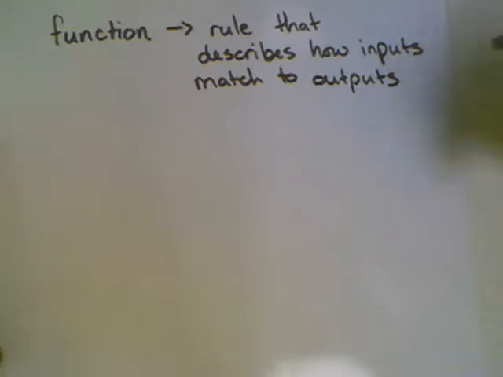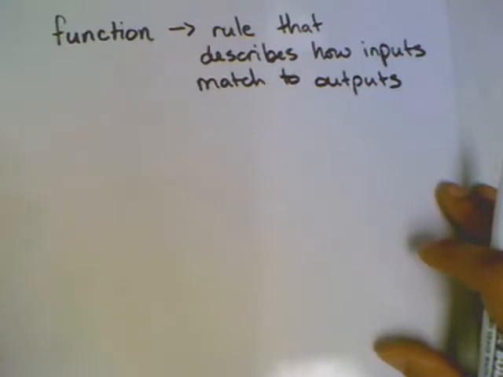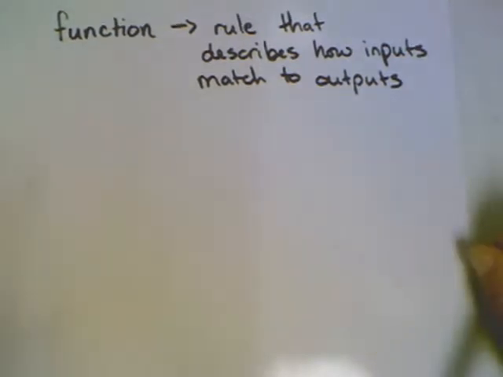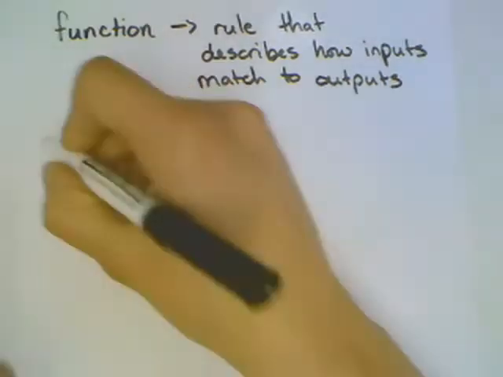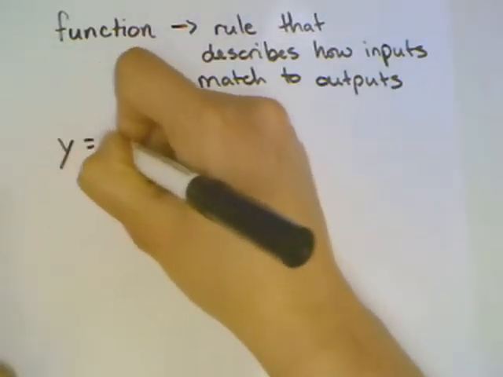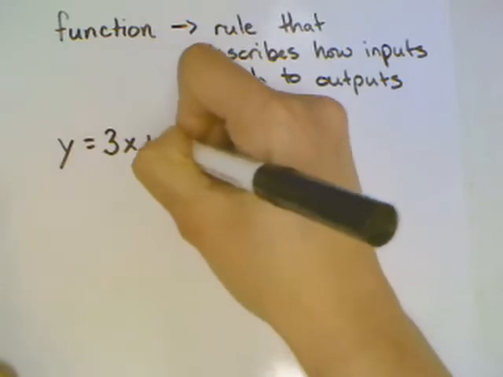In this section, we're going to finally learn that the rules that we have been using in the previous sections are actually called functions. And we're going to start using slightly different notation when we deal with these. Basically, what we need to know about a function is that it's a rule that describes how inputs are matched to outputs. And we've dealt with a lot of examples of functions already in this section.